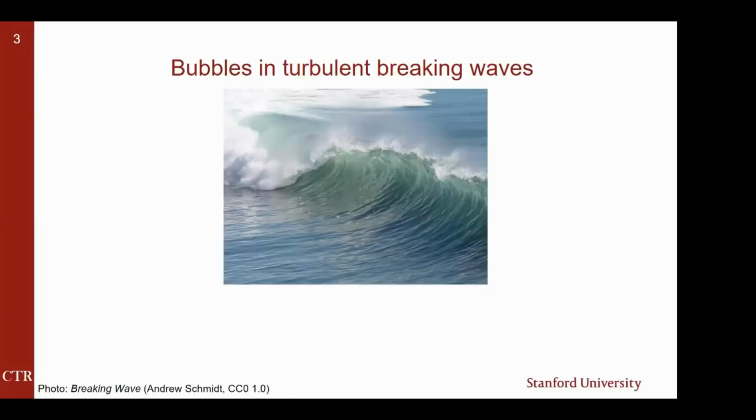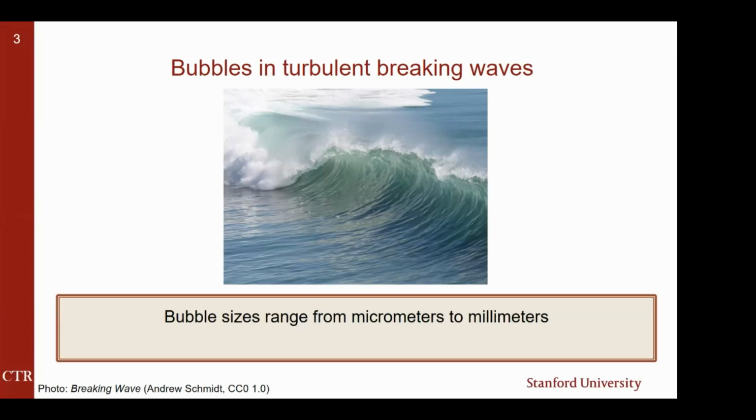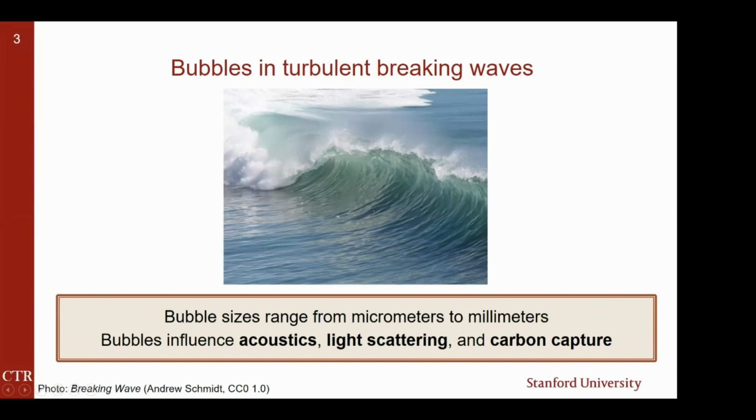And just to orientate you a little more, here's a top-down view of a similar wave. So bubbles are formed in abundance in these waves, and they span a wide range of sizes from micrometers to millimeters and even centimeters in the largest waves in the ocean. And they have a huge influence on acoustic propagation, light scattering, and the capture of carbon dioxide by the ocean. And just to highlight these influences, let me provide two key examples.